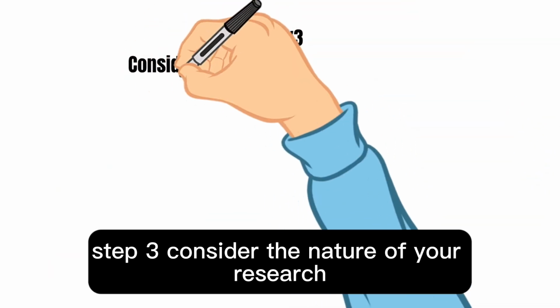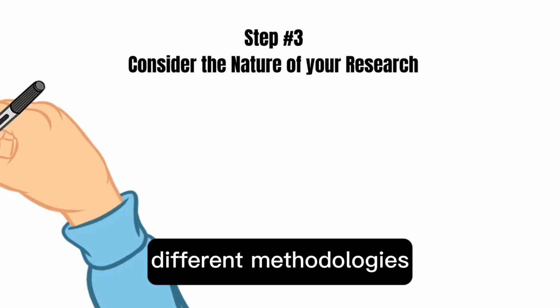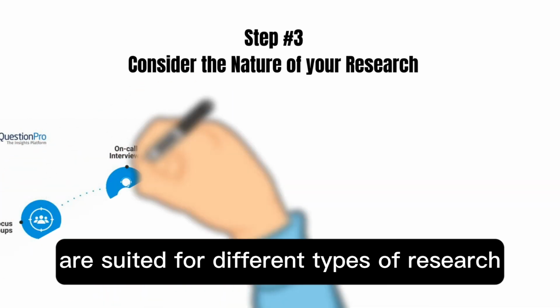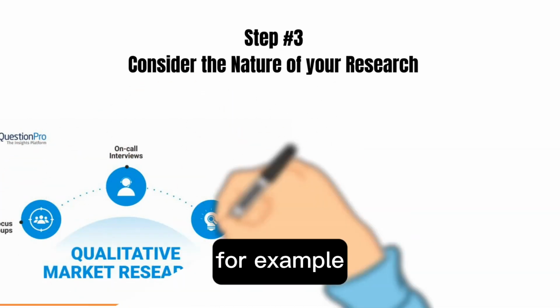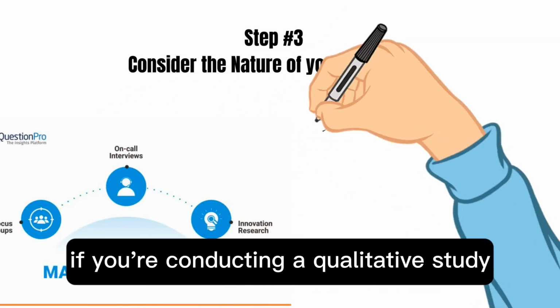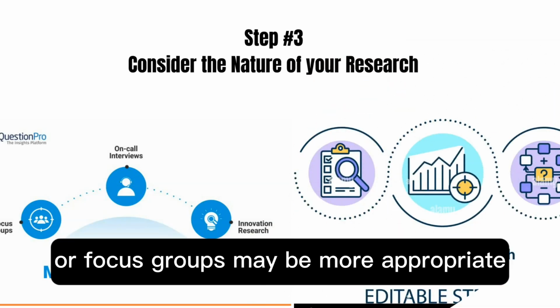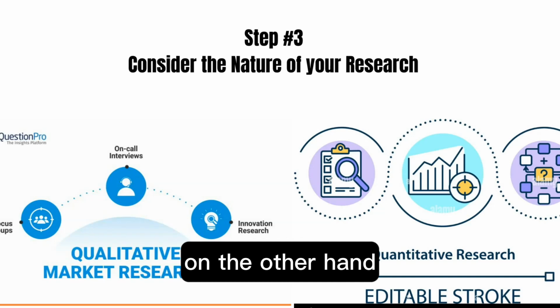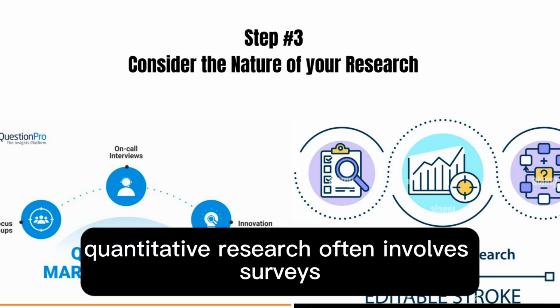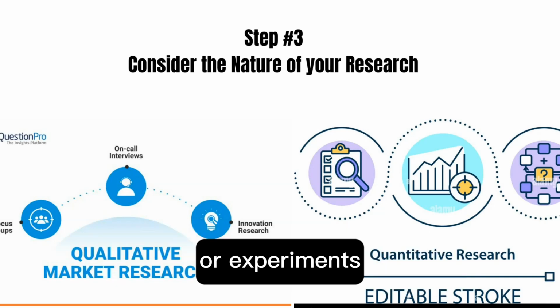Step 3. Consider the nature of your research. Different methodologies are suited for different types of research. For example, if you're conducting a qualitative study, methods like interviews or focus groups may be more appropriate. On the other hand, quantitative research often involves surveys or experiments.